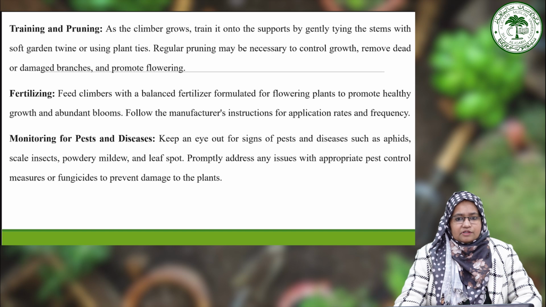Then we also have to monitor for pests and diseases. Stay vigilant for signs of pests and diseases like aphids, scale insects, powdery mildew, and leaf spot. Take swift action to address any issues using suitable pest control methods or fungicides to safeguard the health of the plant. By following these methods and providing proper care and maintenance, climbers can thrive and create stunning vertical displays in gardens, adding beauty, privacy, and vertical interest to outdoor spaces.